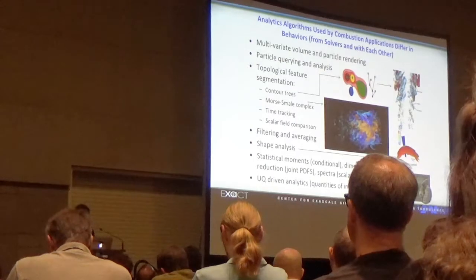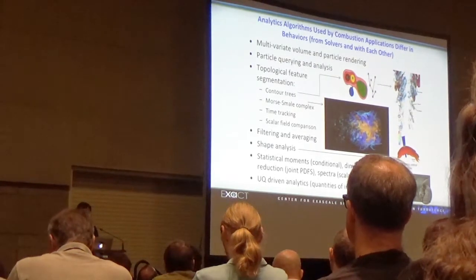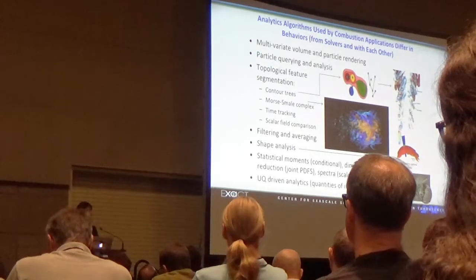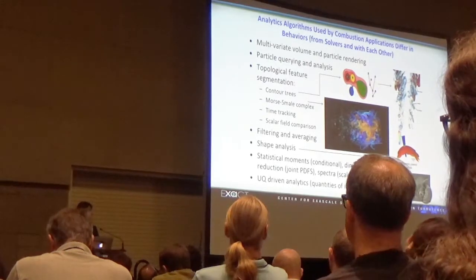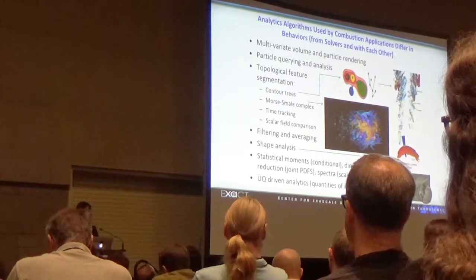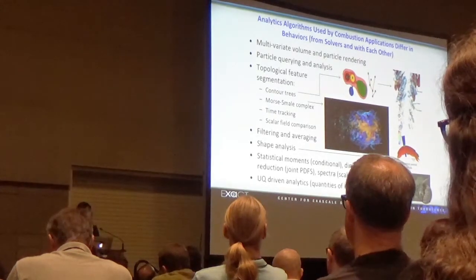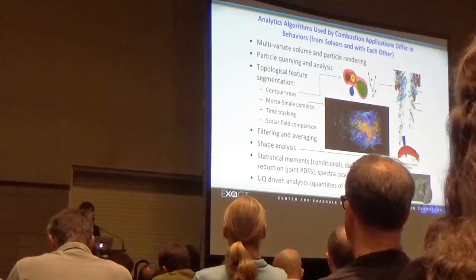So in the combustion field, we're very much interested in multivariate volume and particle rendering. These are some of the algorithms. And particle query, we want to query both the field data as well as the particle data. We are interested in feature detection, segmentation, and tracking using topological methods. And some of the representations of the topology are, from a mathematics standpoint, things like contour trees, Morse-Smale complexes, time tracking in a graph, and comparing scalar fields.